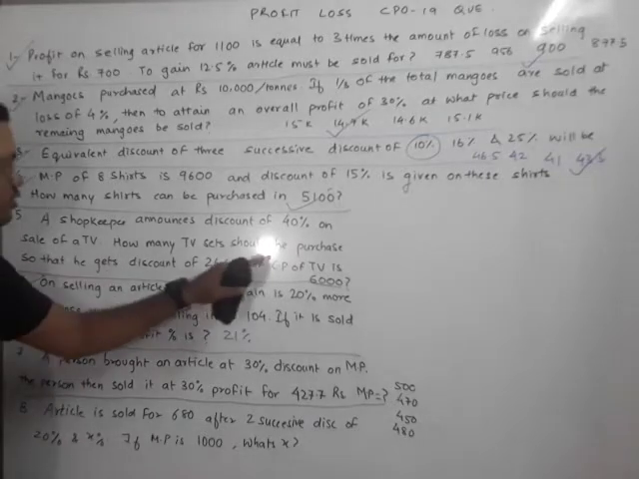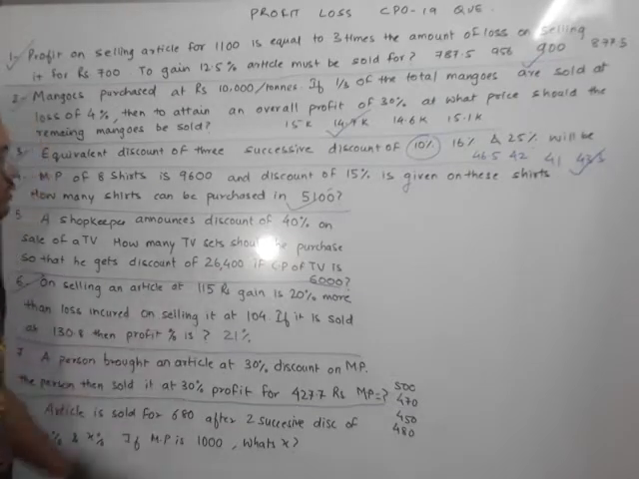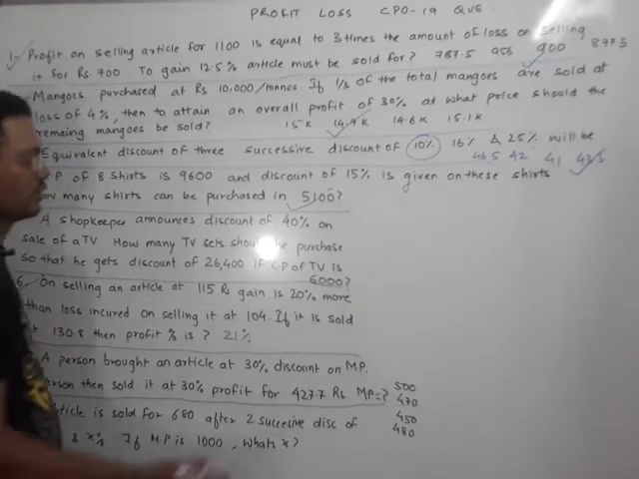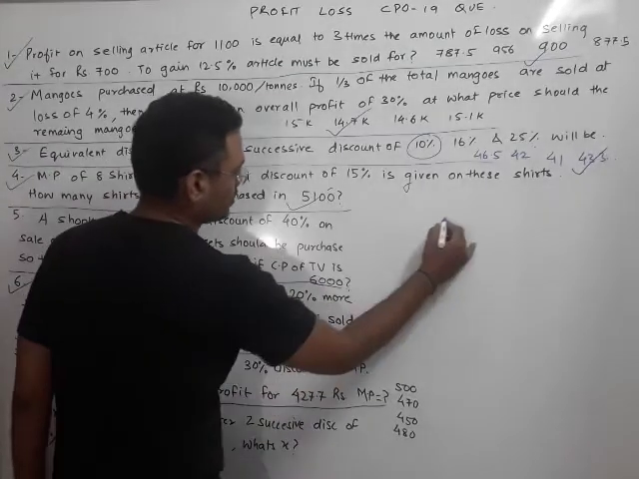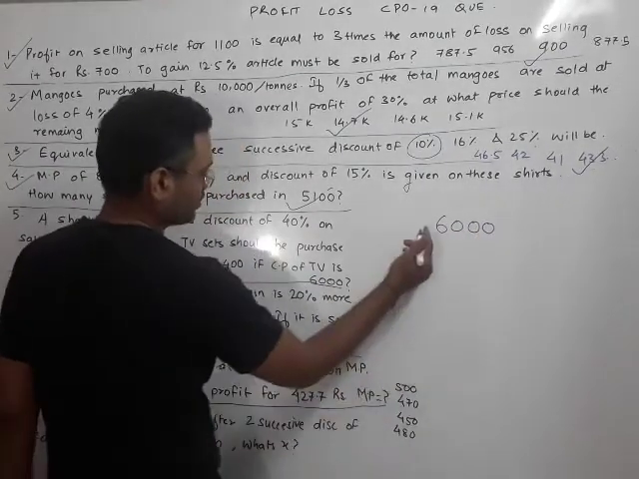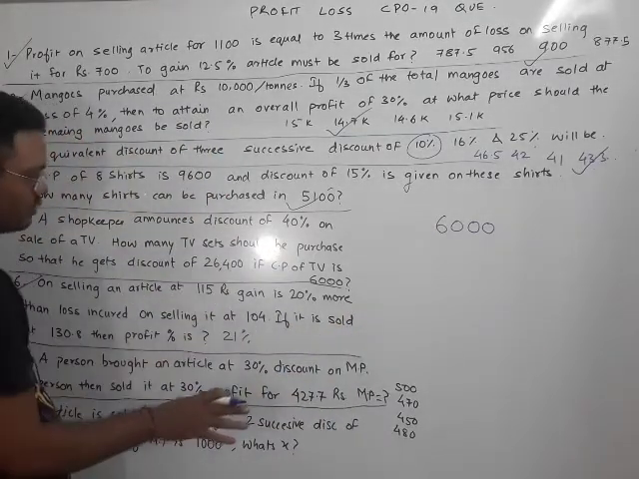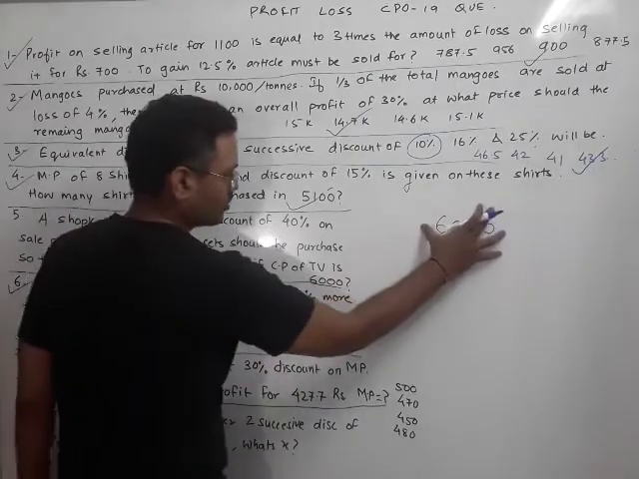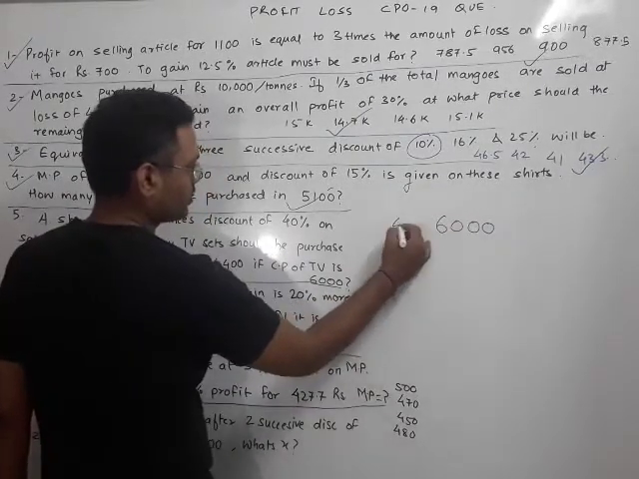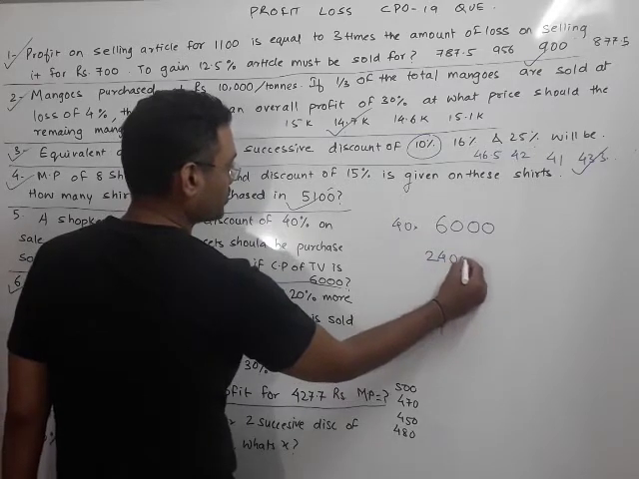How many TV sets should he purchase so that he gets a discount of 26,400, if the cost price of a TV is 6,000? It is a very simple question. I don't know why they have asked it, but still some people will complicate this also. 6,000 rupees is the cost price of the TV. 40% discount on it means 2,400 is the discount.